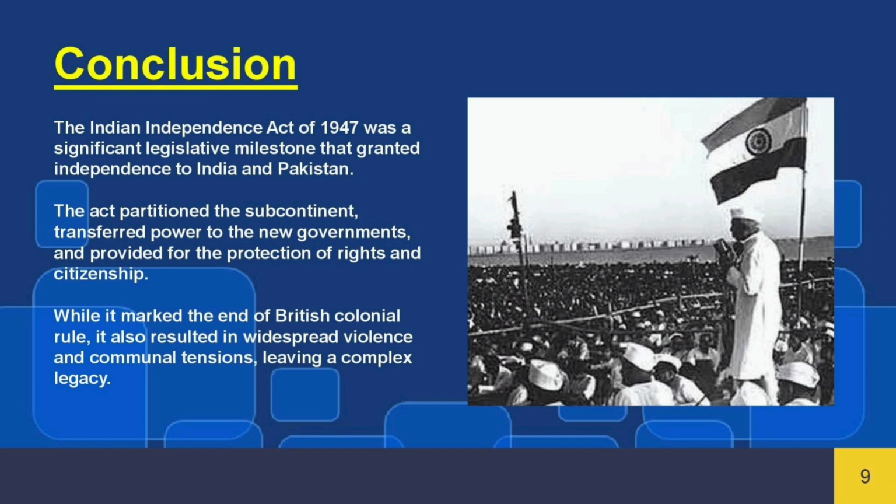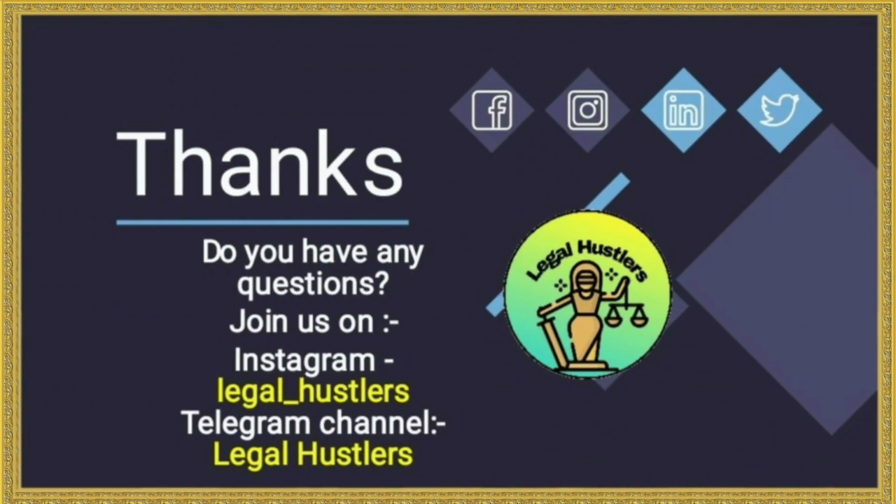Conclusion. The Indian Independence Act of 1947 was a significant legislative milestone that granted independence to India and Pakistan. The act partitioned the subcontinent, transferred power to the new governments, and provided for the protection of rights and citizenship. While it marked the end of British colonial rule, it also resulted in widespread violence and communal tensions, leaving a complex legacy.